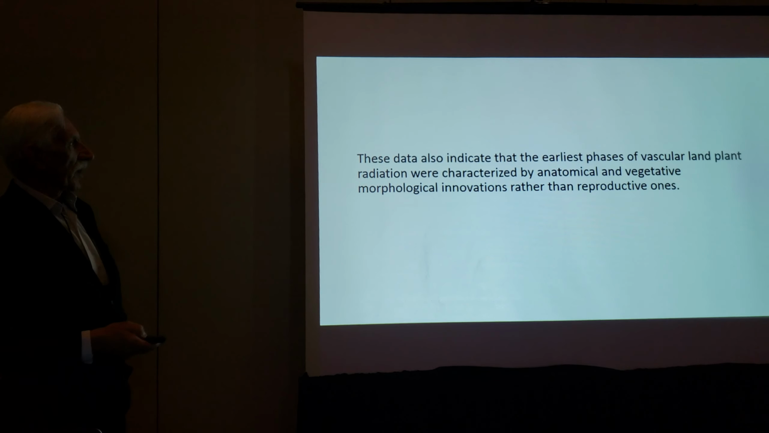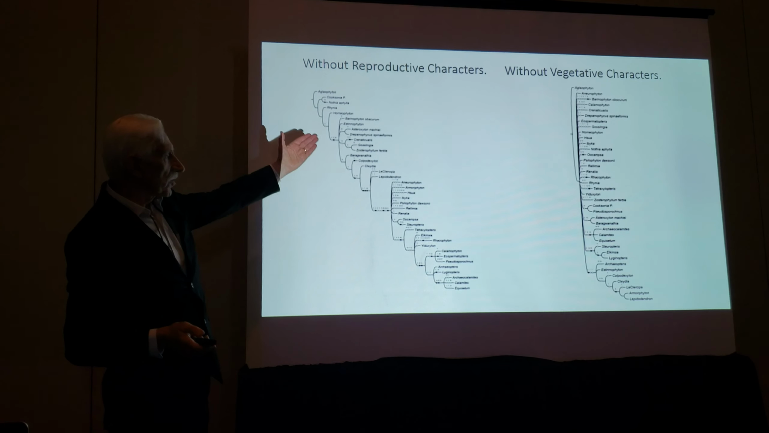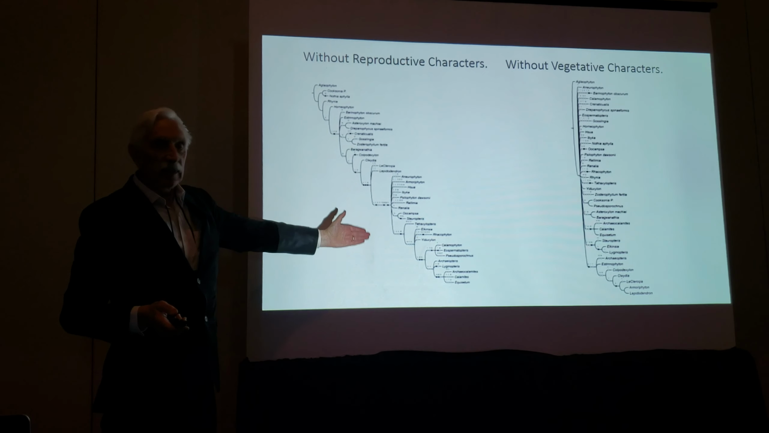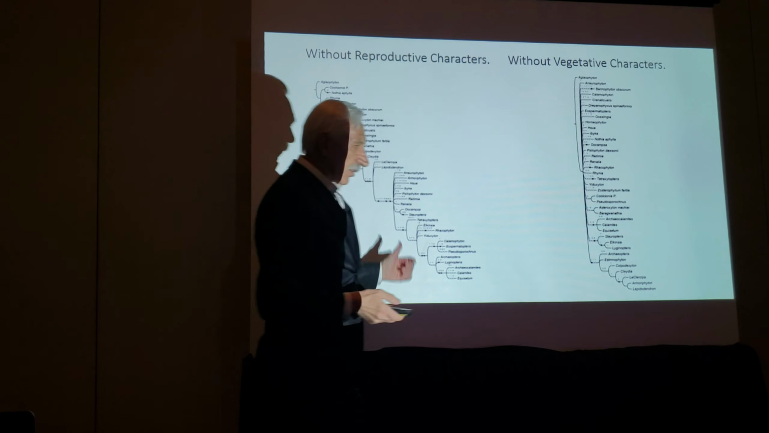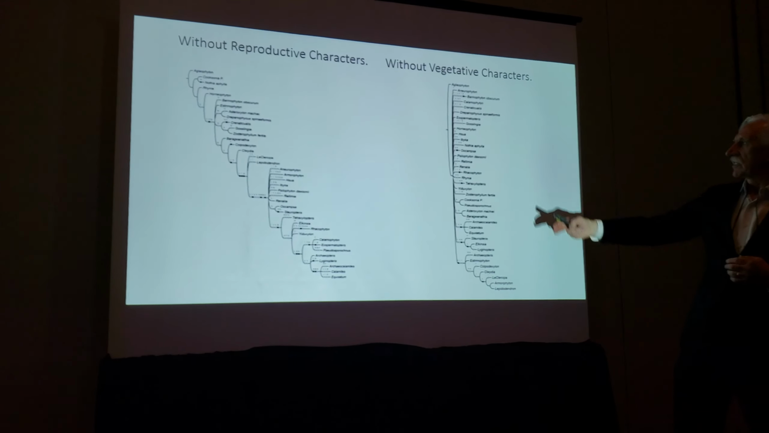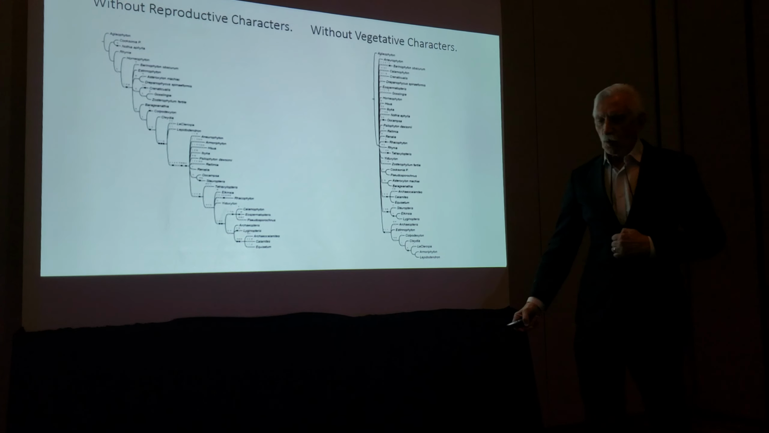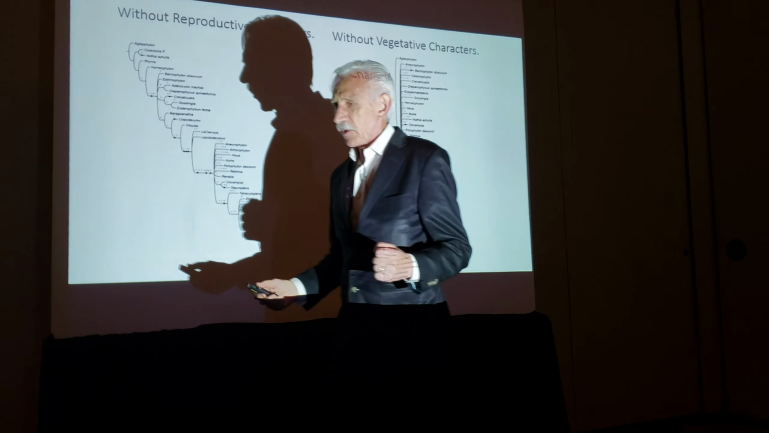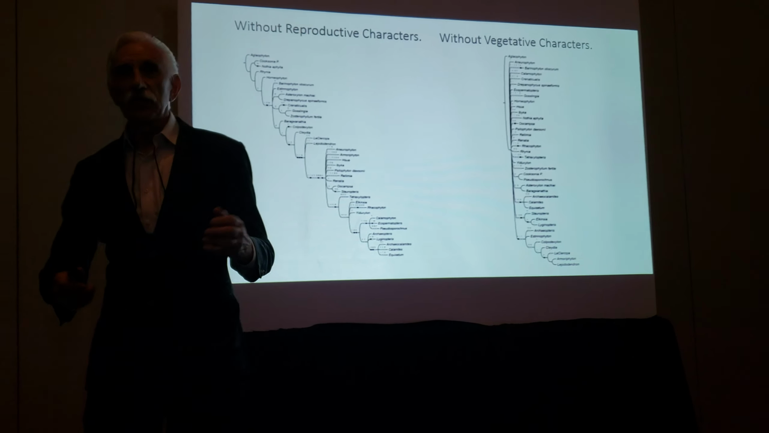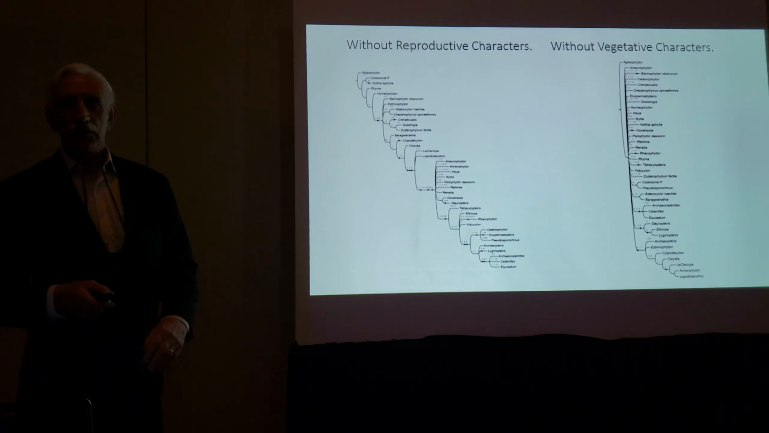And if you look at the comparison of the trees, this is the same analysis having removed all reproductive characters, and it's reasonably consistent with the overall tree. This is the same analysis without vegetative characters. So either there was massive convergence in reproductive structures, or there wasn't much diversification of reproductive structures during that interval.